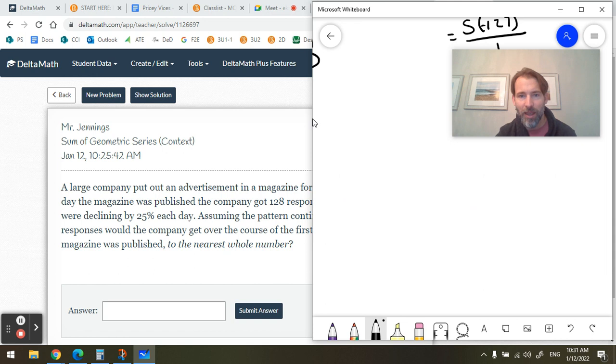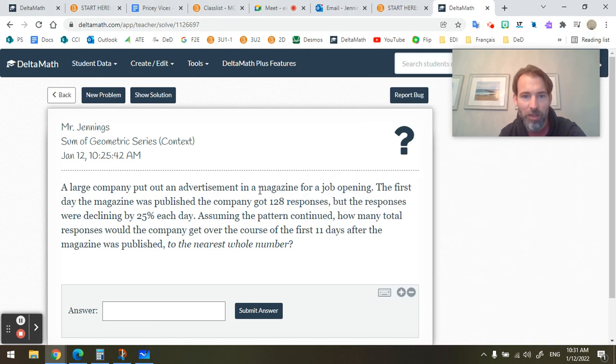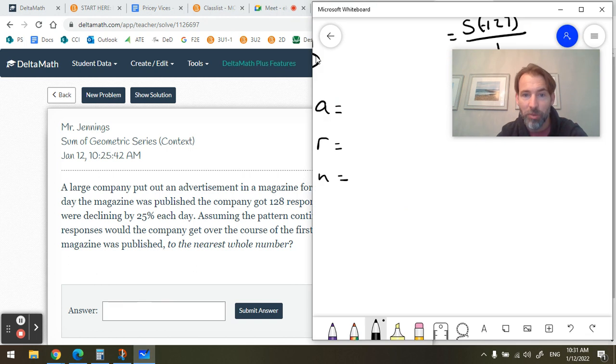So let's find them. A equals the first term, R equals the ratio, and N equals the number of terms. All right, so let's read it. Large company advertisement magazine for a job opening. The first day the magazine was published, the company got 128 responses. So there's our A. That's going to be the first day, the first number of responses, 128.